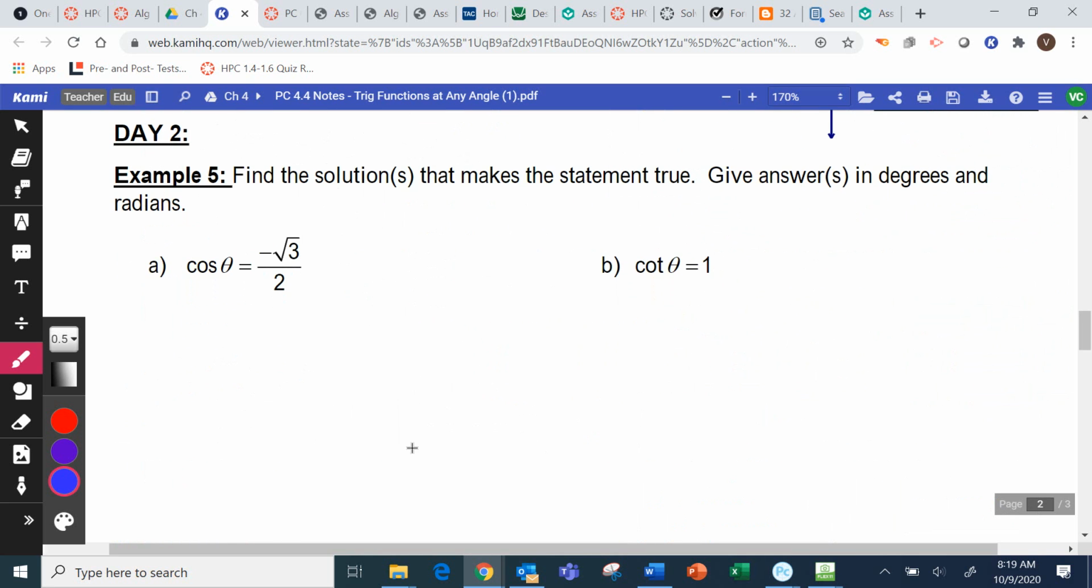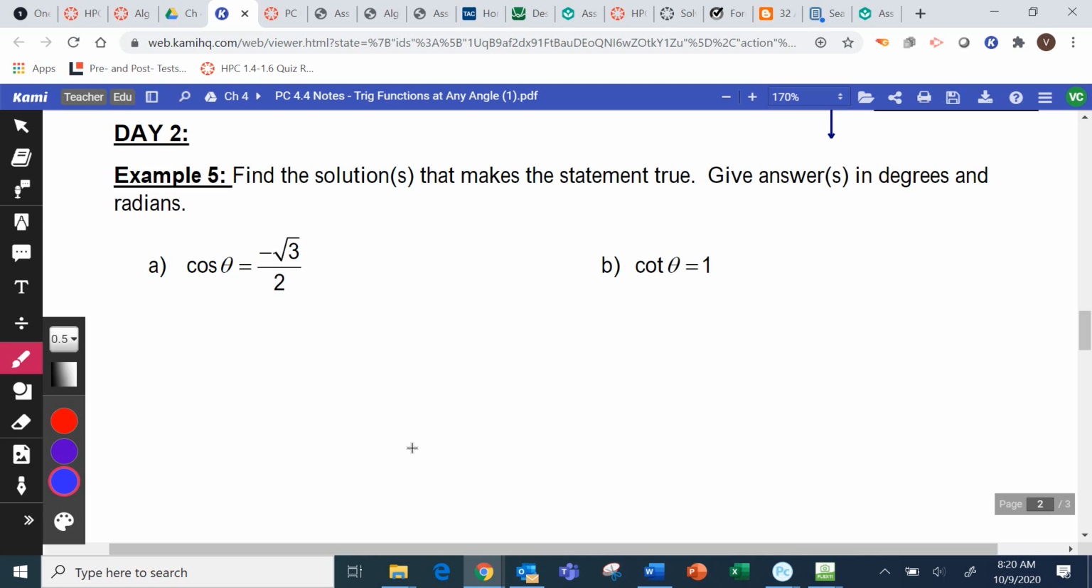Okay, so we've got finding the solutions that make the statement true. So this is what I had on the board before we started the video. We're going to find the solutions that make the statement true. Give the answers in degrees and radians. So we're going to do both. When you actually do this, I'm not going to ask for both. If it's a review, maybe, but if it's like a quiz question, I'm not going to ask for you to do both. I'll ask you to do one or the other. Just got to read the directions.